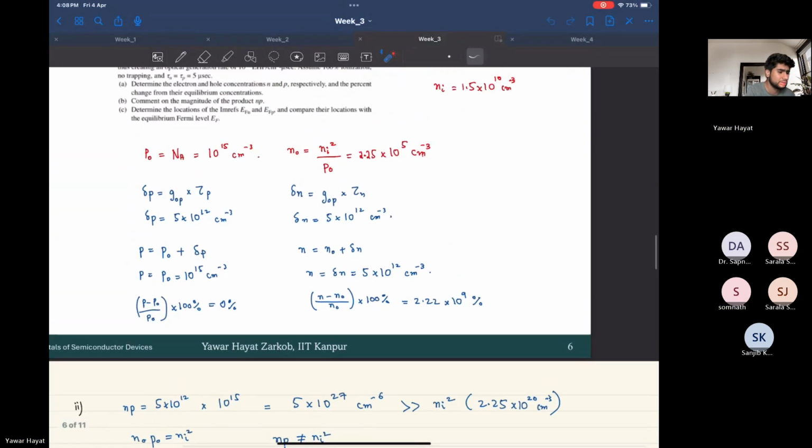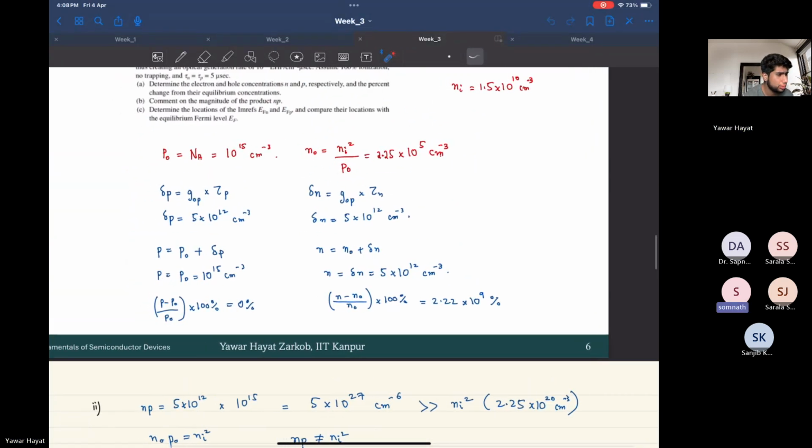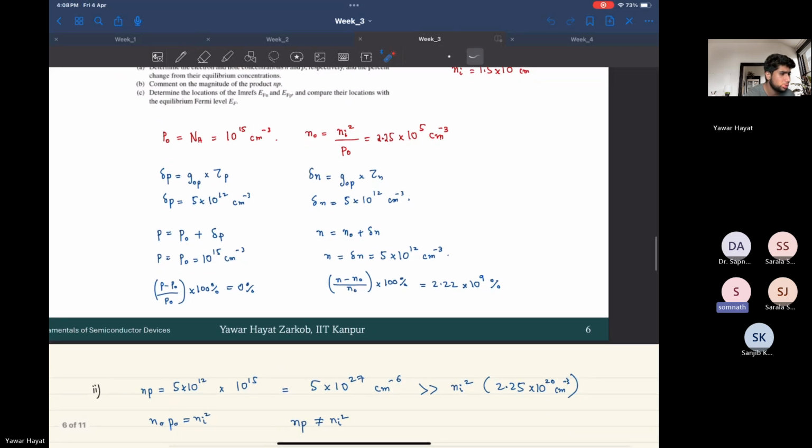In that case, your P naught is of the order of 10 to the power 15, and delta P is of the order of 10 to the 12. So you put the value of P minus P naught and compare. Both are 10 to the power 15, so the difference is 0. That's why it's 0%.